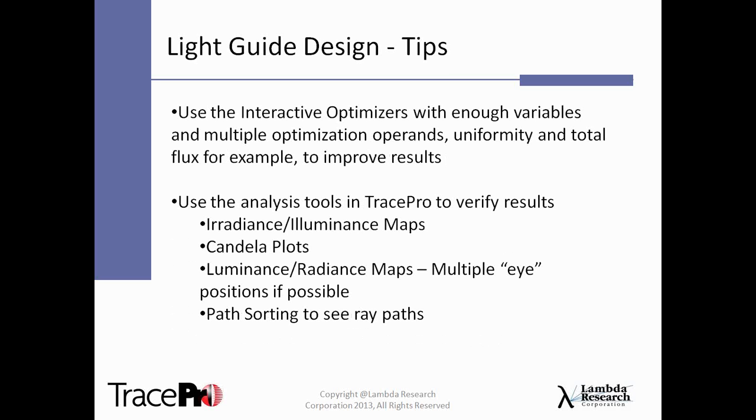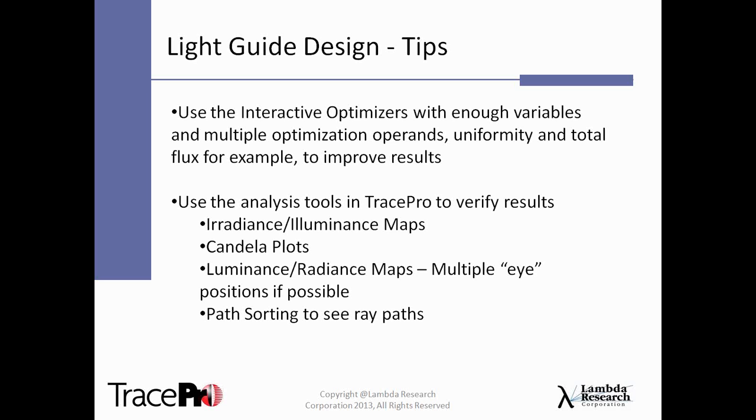Also, we like to have people use the interactive optimizers. When you do that, make sure you define enough variables so you give it a range of freedom to optimize to a solution. In the example I just showed, there were 6 variables defined, 3 control points for the splines on each of the legs. If necessary, you can use multiple optimization operands. In this case, I just defined a flux. But if I was also looking for uniformity across the output surface, I could define a uniformity operand or a specific irradiance profile as well as a flux target, or a candela profile where I want to see a specific angular distribution.